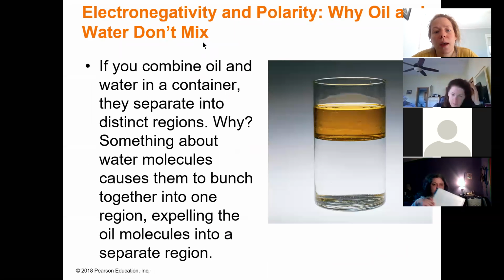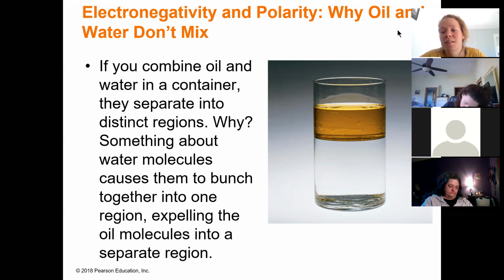Okay, we can talk about, here we've got something called electronegativity, and then this other term called polarity. And we'll kind of pull in this idea of why oil and water don't mix. So when we put oil and water together, they separate. Why is that the case? Well, it's because water molecules are known as a polar molecule, and I'll tell you what that means in a minute. Oil is known as a nonpolar molecule, and polar and nonpolar things do not like to mix.